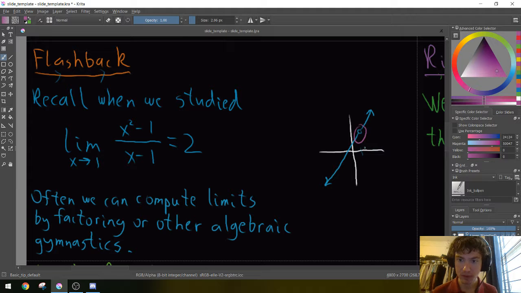But as we know, the limit is insensitive to what actually happens at the value in question. So since the line, even though it's missing that point, gets closer to 2 at 1, we argued that the limit is 2.